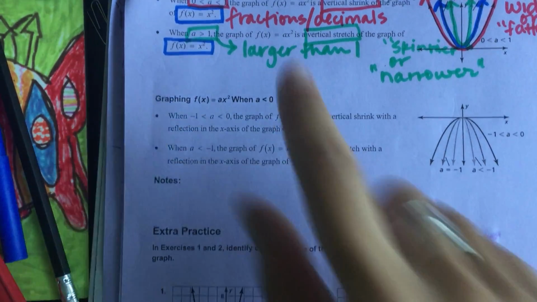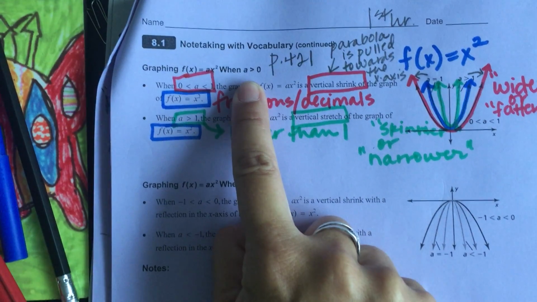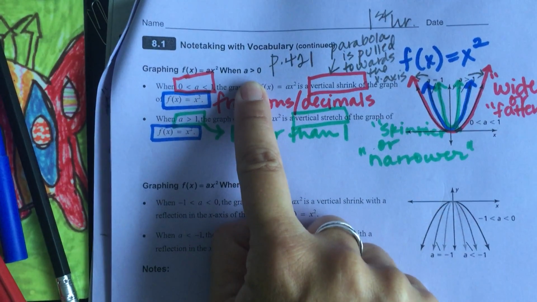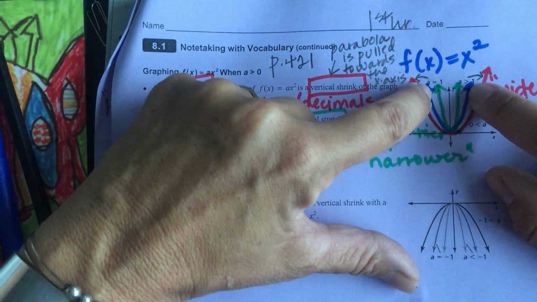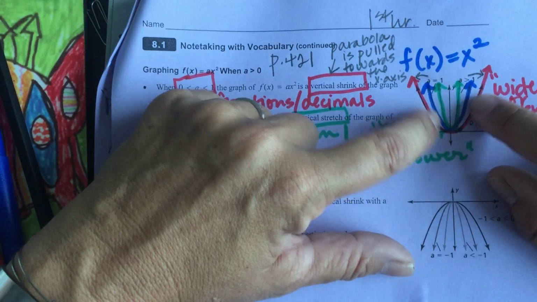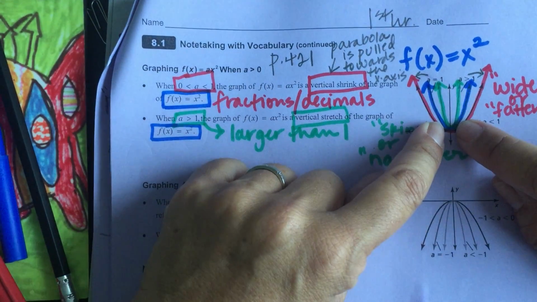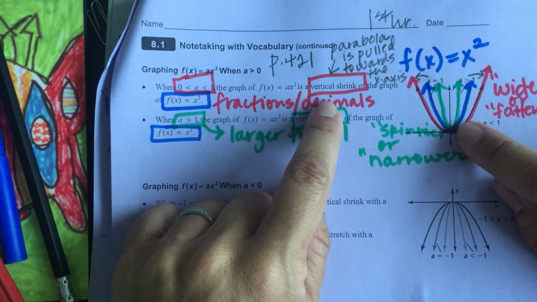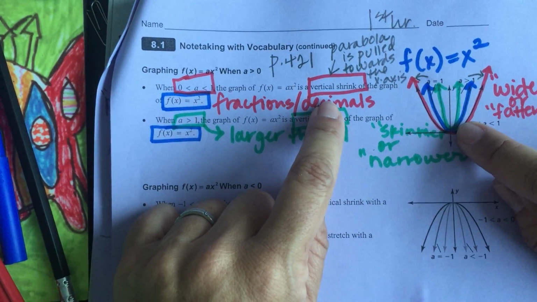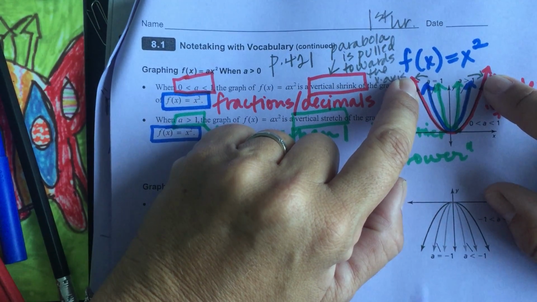All right, so with our graphing, when A is greater than 0, we talked about this one yesterday, you guys. A is greater than 0 is when we look at that parent, which we have here in the middle in blue. The parent's in blue. We talked about a vertical shrink, and it seems really weird that when it got wider, we called it a vertical shrink.